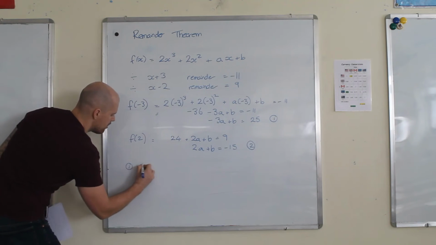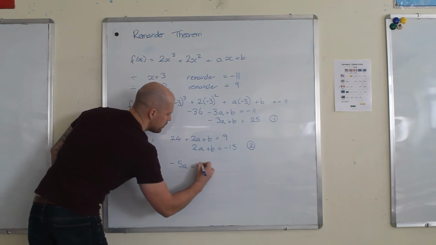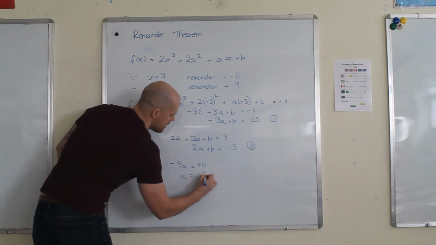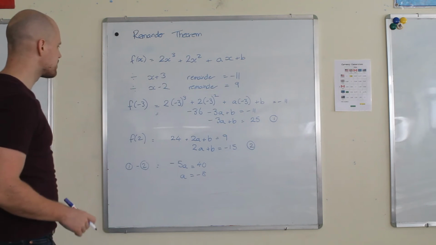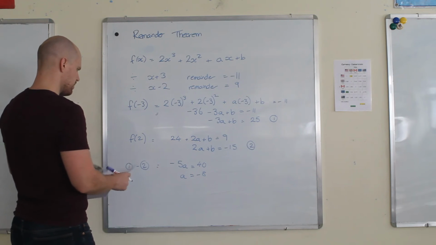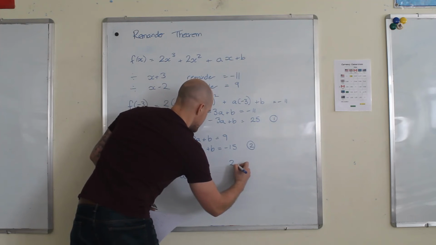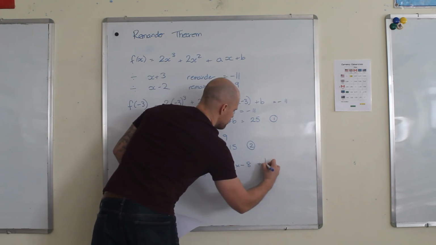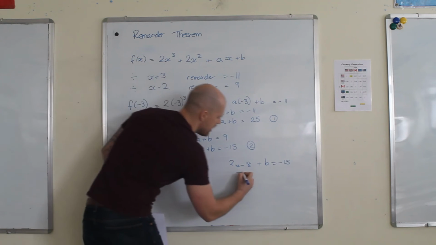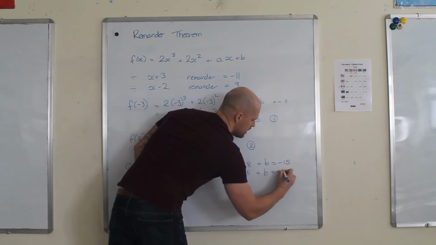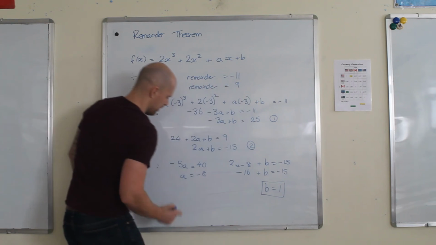So I'm going to do 1 minus 2, and that will give me minus 5a is 40, and therefore a equals minus 8. Substituting that back into one of the expressions, we'll have 2 lots of minus 8 plus b is minus 15. That's from this. So I have minus 16 plus b is minus 15, and therefore b equals 1.